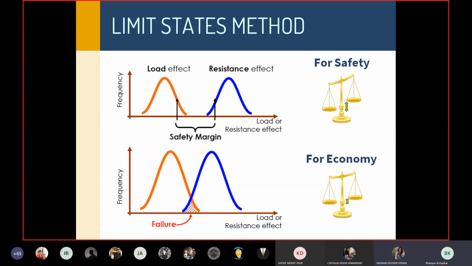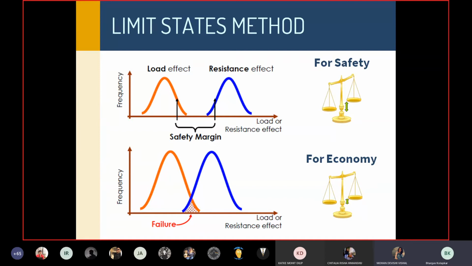So why can't we have a structure which... in the upper graph, it shows that the capacity is much more than the demand, right? Like the safety margin is a lot. So can't the safety margin be reduced while still keeping it safe? What's the point of having a 5% failure option?